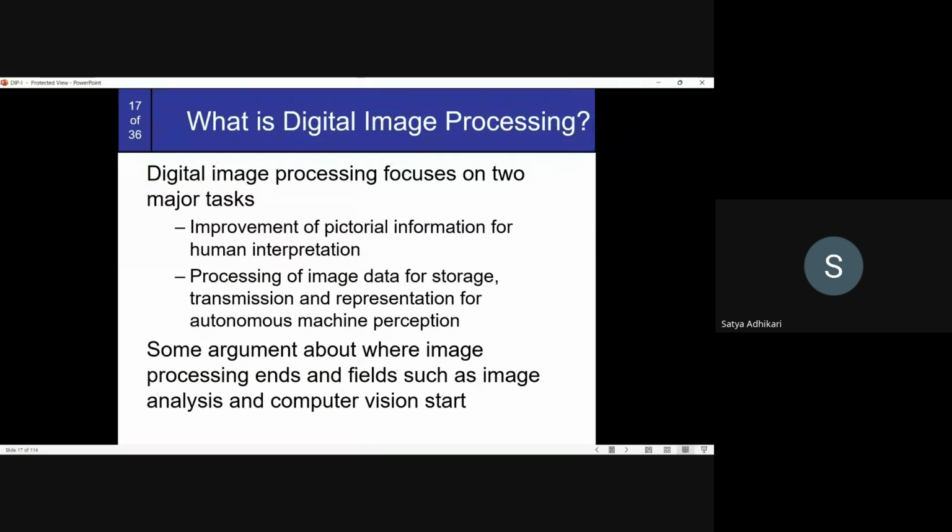As we already know, digital image processing is used for improvement of pictorial information for human interpretation. We already discussed processing of image data for storage, transmission, and representation for autonomous machine perception. That is why we need digital images and digital image processing for these purposes. It improves the pictorial information. There is some argument about where image processing ends and fields such as image analysis and computer vision start.